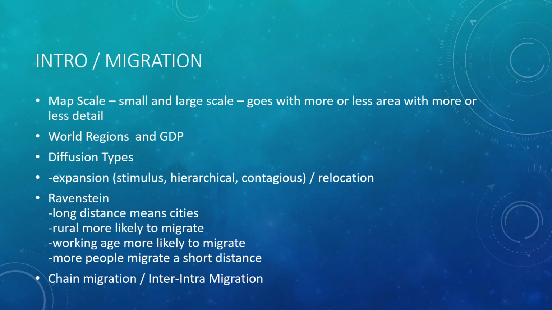Know your diffusion types. Hierarchical means it goes to the big cities first, then the smaller places, then the smaller places. Stimulus, it has to change. Like McDonald's goes to India, it serves different food, but it's still kind of fast food. Contagious, it goes from one person to the next, like a cold. Relocation is not a type of expansion diffusion. Relocation means that someone moves, like Polish moving to Chicago. They bring their language with them. It doesn't mean there are more speakers. It means that they've moved to a new area. So they've increased in area, but not numbers.